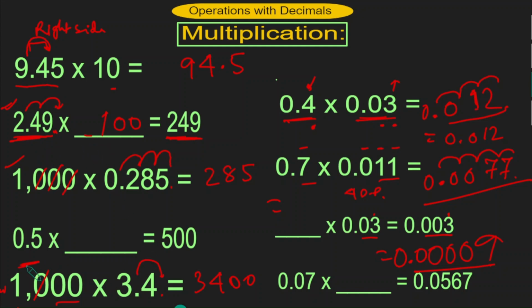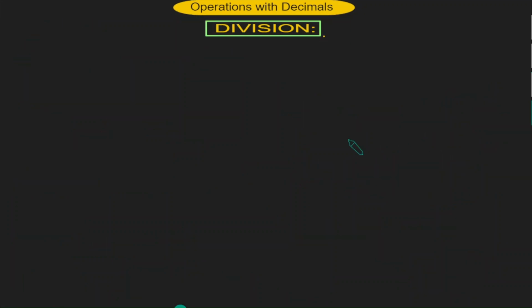Likewise, you can easily understand what will be the number here. How many places did it shift to make it 500? One place, two places, three places. So for three places, we need 1000 to multiply. I hope it was okay for you.